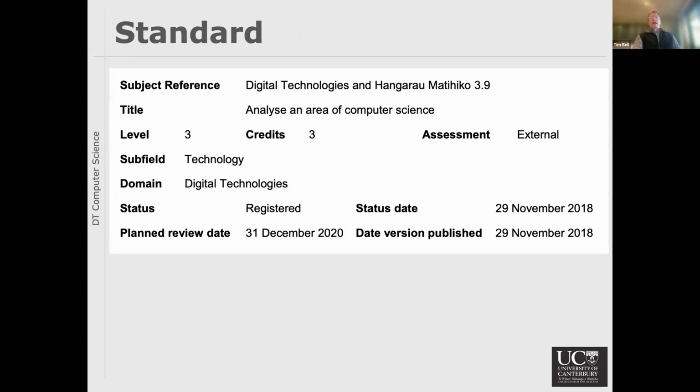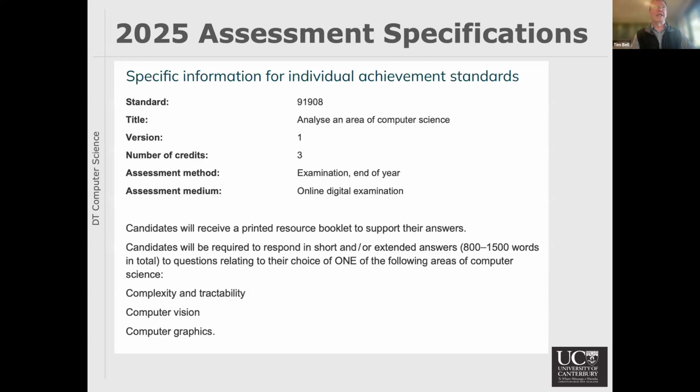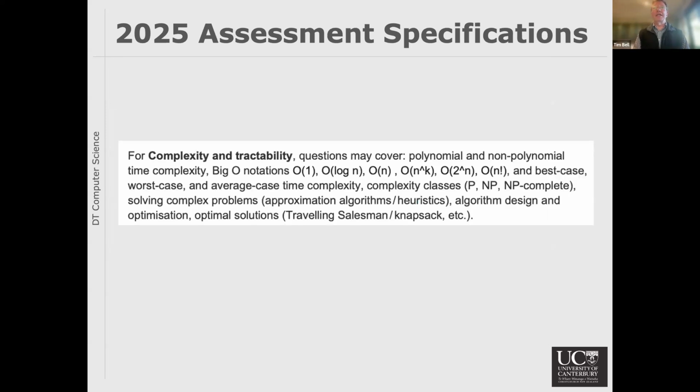I'll move on. So yeah, this is a level 3 achievement standard. It's external, which means it's more or less an exam format. Well, in fact, it is. Here we go. It's called an exam. Analyze an area of computer science. You've got a choice of 3 areas, and one of them is complexity and tractability. And in the assessment specs, it says it's got all these big words: polynomial, non-polynomial, big O notation, P, NP complete, algorithms, heuristics, and so on.